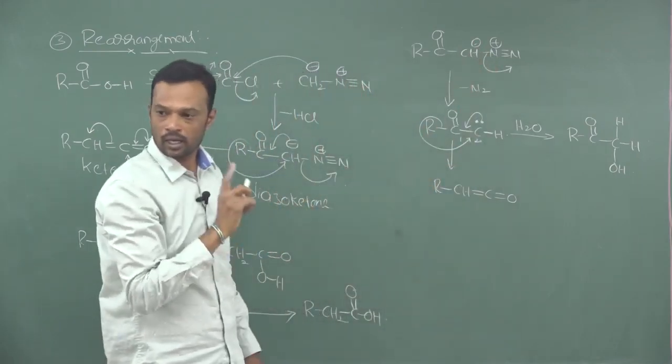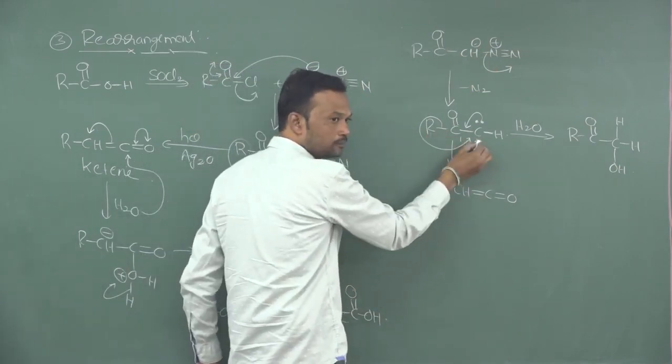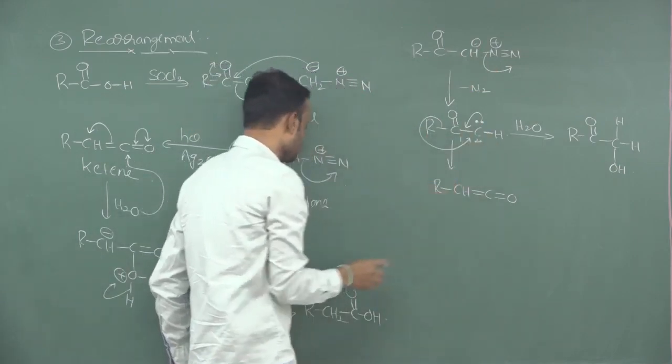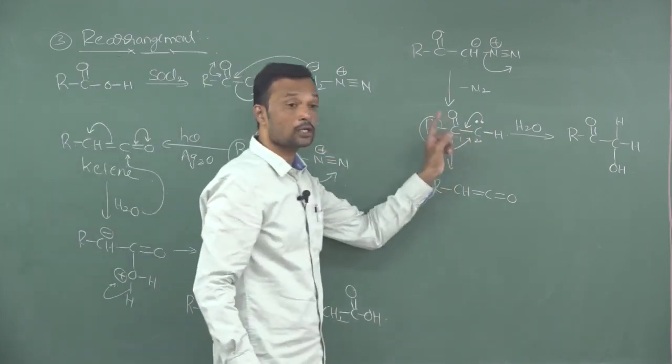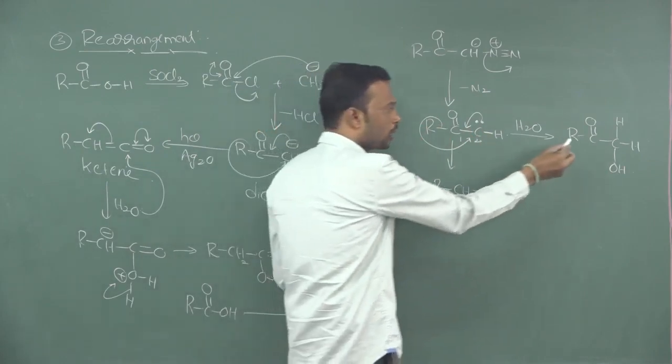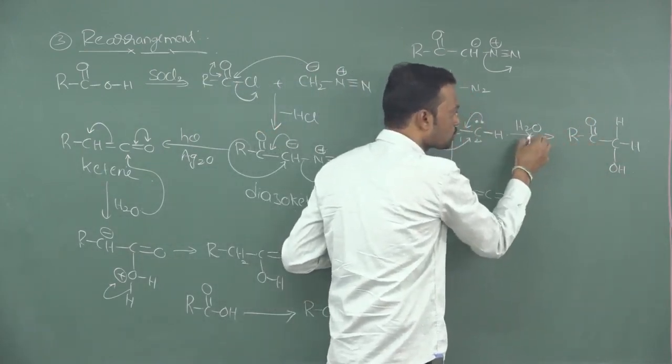What is that intermediate? Acyl carbene. This acyl carbene accepts this nucleophile. Without acyl carbene, this rearrangement is not possible, but this acyl carbene is not trapped. We are not getting this product. We are expecting this one, but we are not getting it. We are expecting this product, it is not getting formed.